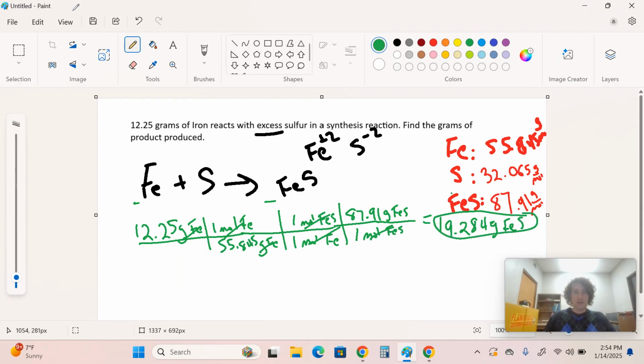You say 1. Well, technically I found the answer. But to prove a point to you, let's go ahead and find how many grams of sulfur we're going to need. Because I have a sneaking suspicion the answer is going to be about 7. And maybe you're like, oh, I see what he's doing. But we'll see. So how do I find sulfur? Easy. I do the exact same calculation. I start out exactly the same. So I say 12.25 grams of iron.